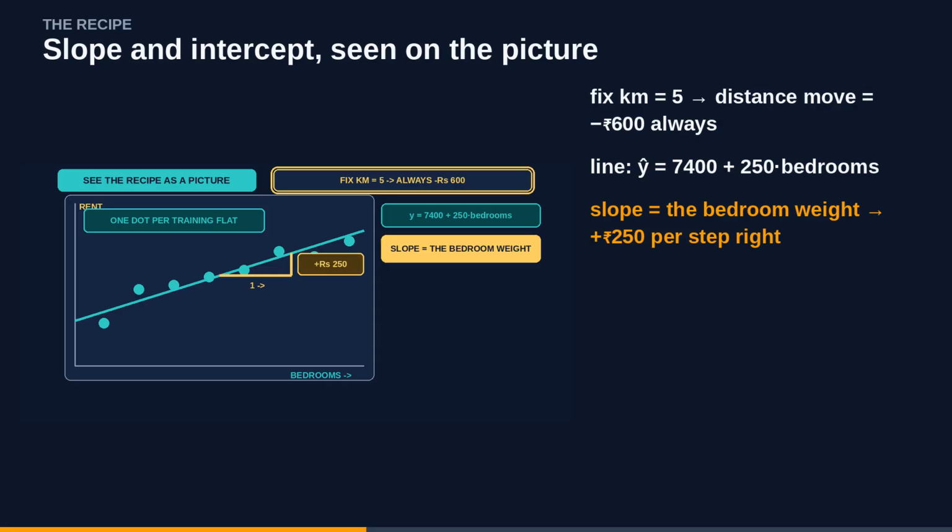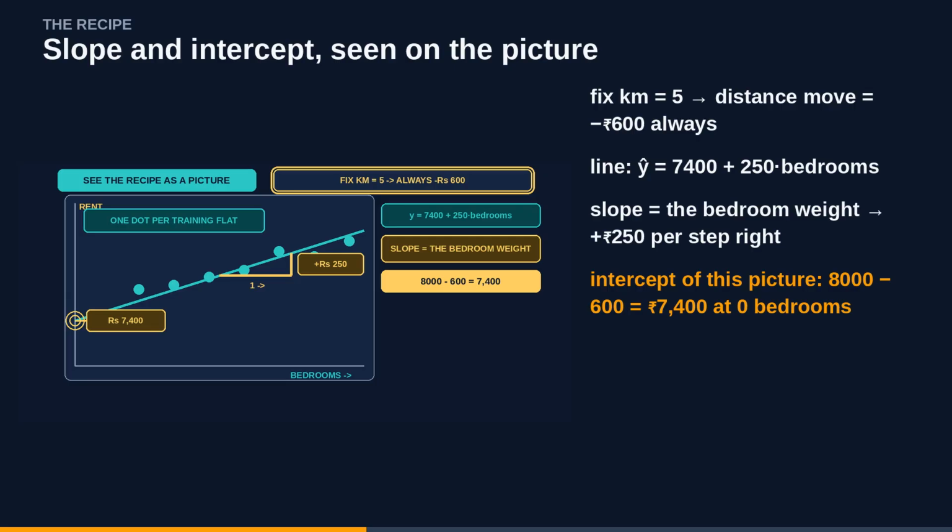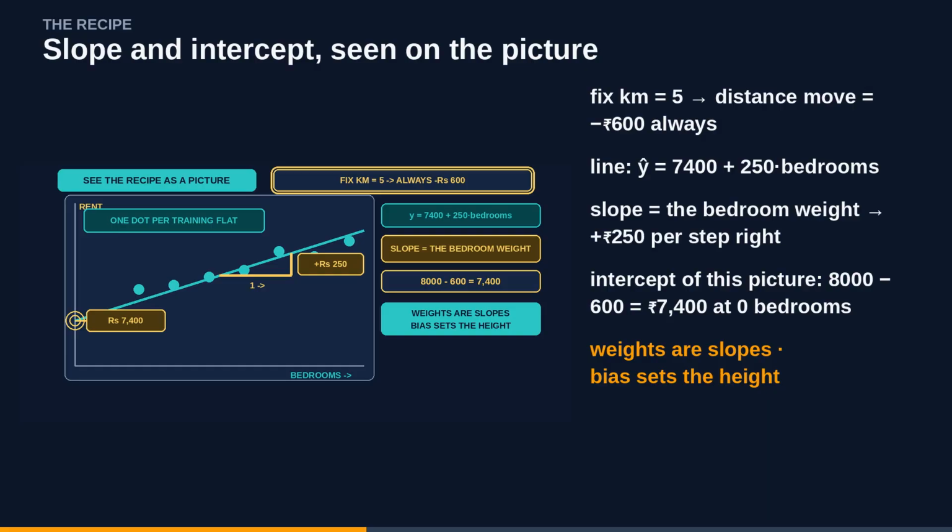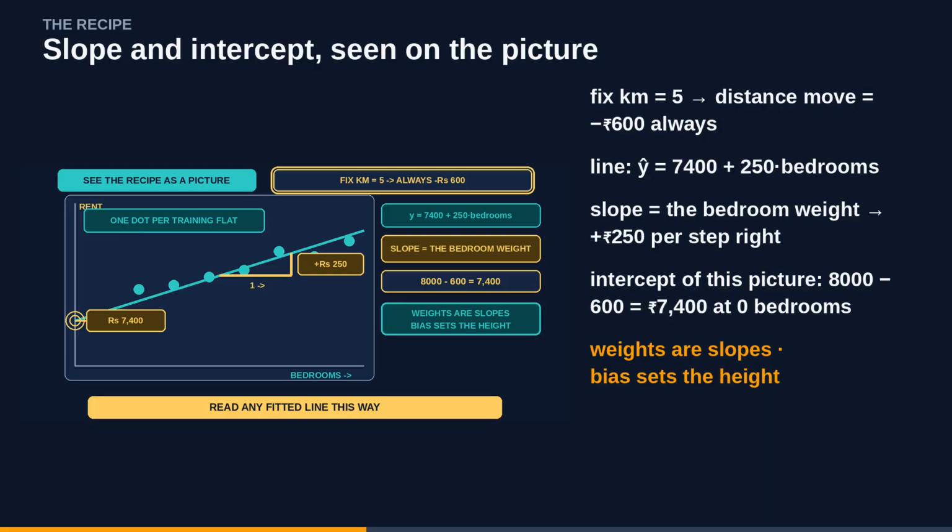Its slope, how much the line climbs for each step right, is exactly the bedroom weight. 1 more bedroom, 250 rupees higher. And where the line sits at 0 bedrooms is the intercept of this picture. 8,000 minus 600, 7,400 rupees. Weights are slopes. The bias sets the height. Read any fitted line this way.